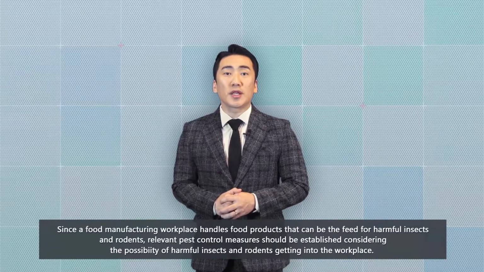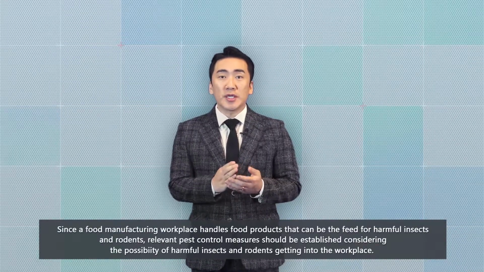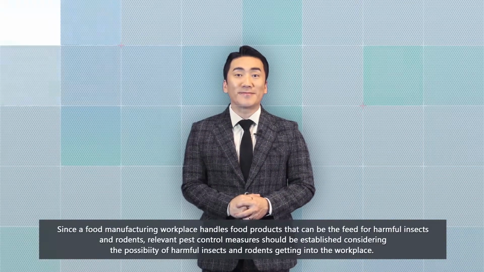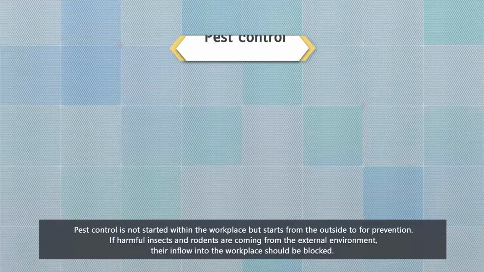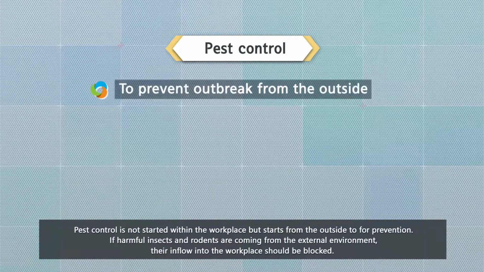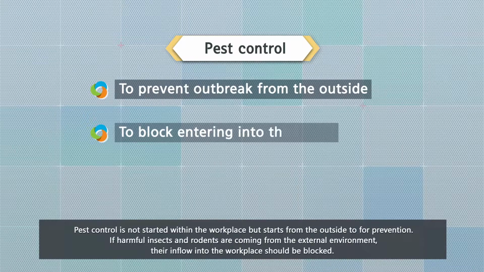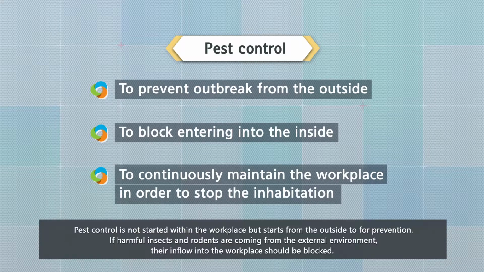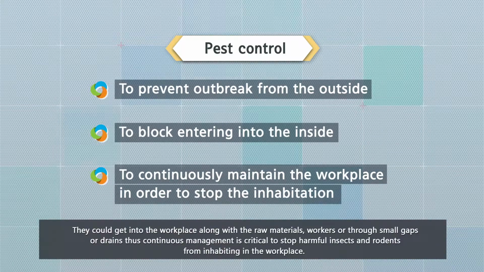Since a food manufacturing workplace handles food products that can be the feed for harmful insects and rodents, relevant pest control measures should be established considering the possibility of harmful insects and rodents getting into the workplace. Pest control does not start within the workplace, but starts from the outside for prevention. If harmful insects and rodents are coming from the external environment, their inflow into the workplace should be blocked. They could get into the workplace along with the raw materials, workers, or through small gaps or drains. Thus, continuous management is critical to stop harmful insects and rodents from inhabiting in the workplace.